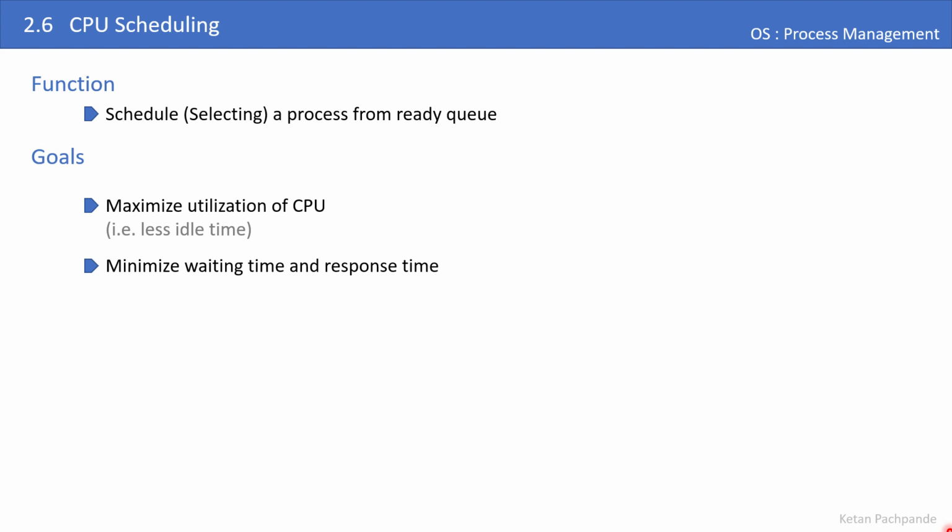The other goal is to minimize the response time. The response time is the time between when a process arrives in the system and the time at which it is first scheduled to the CPU. Let's assume that the process arrives at 1 o'clock and it is first scheduled to the CPU at 2 o'clock. Then 1 hour is the response time for that process. The meaning is that the process starts producing output after 1 hour, so 1 hour is the response time of that process.